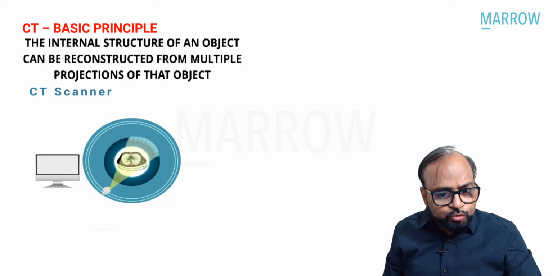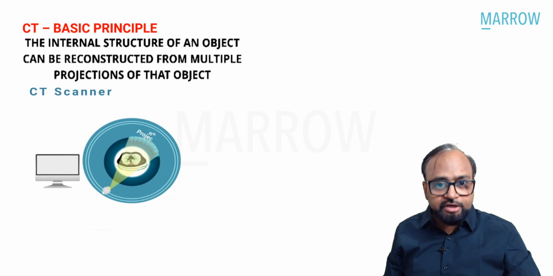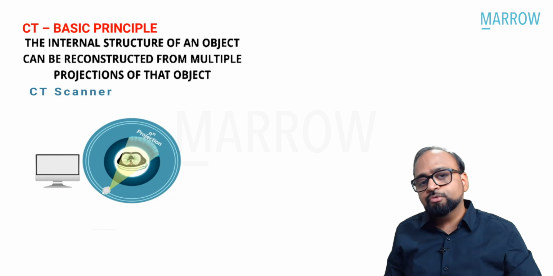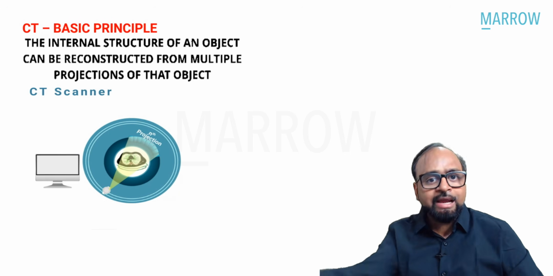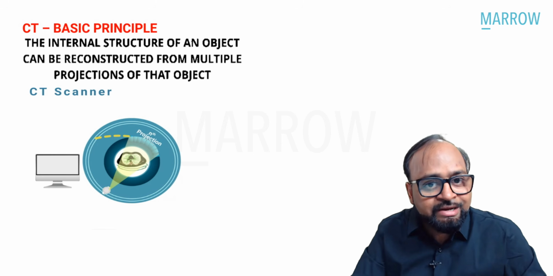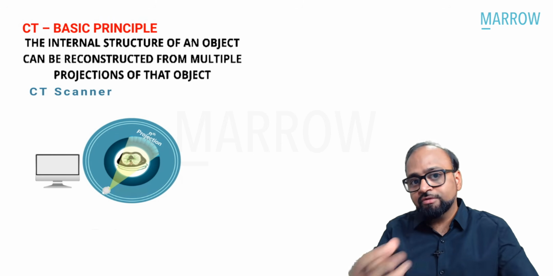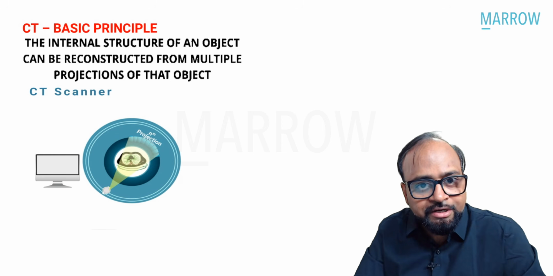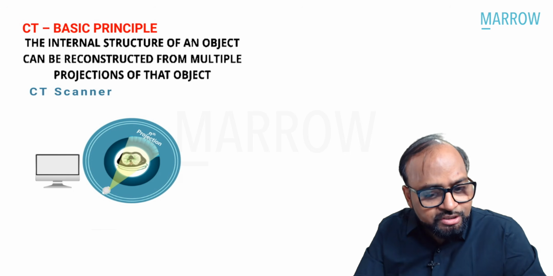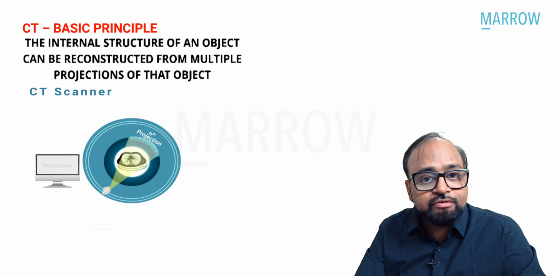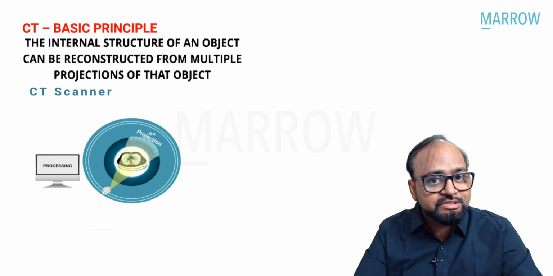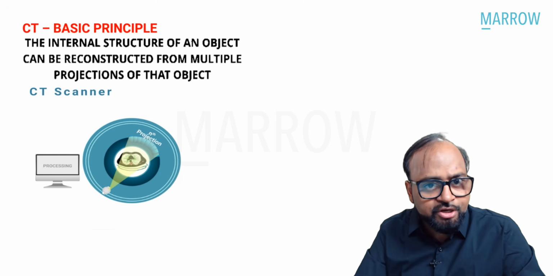Now what the computer does basically is there's a lot of data that the computer receives. The computer processes this data, and ultimately at the end of that data processing, where a lot of mathematical algorithms are applied, on the screen of the computer we will be able to see a CT scan image. That is how the CT scan image is reconstructed.